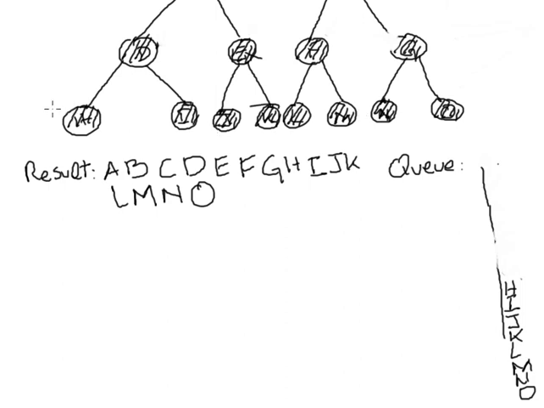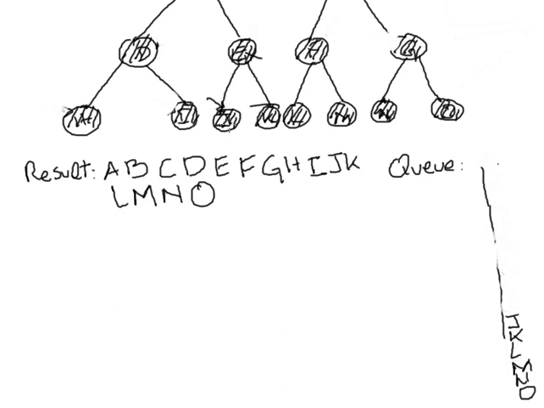Now H has already been visited, and there are no unvisited nodes from H. So H could be served. So we'll change the pointer to I. Okay. And then we look at I. No unvisited nodes from I. So what we need to do is dequeue I from our queue. The pointer will go to the next element in our queue, which is J. So let's point it there.